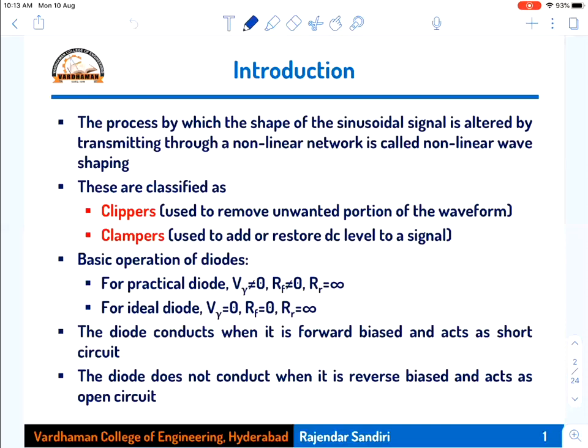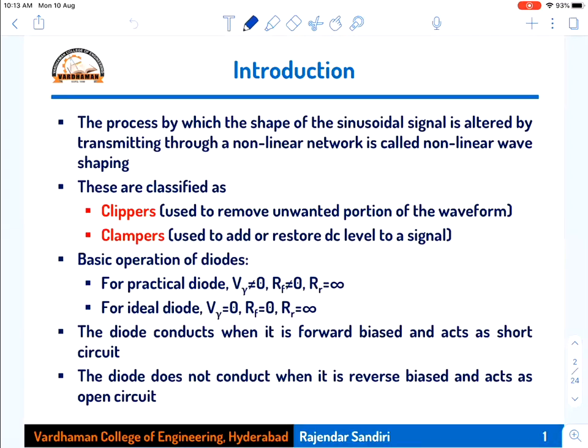Short circuit for ideal diode is nothing but its forward resistance is 0 and cut-in voltage is 0, and reverse resistance is infinity. For practical diode, we take a simplified model or constant voltage model where you will be having the cut-in voltage along with the forward resistance. Sometimes we can assume forward resistance as 0 and only V gamma is taken. So that we call it a constant voltage model or simplified model, with RF equal to 0.